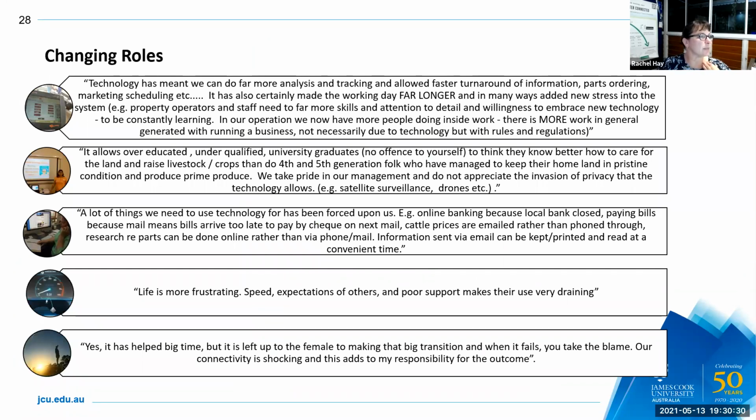So, changing roles. Technology means that we can do far more analysis and tracking and allows for faster turnaround of information and parts ordering, all sorts of things around systems and being able to have different types of operation in their daily business. The second one cracks me up every time: allows for overeducated, underqualified university graduates, no offence to yourself, to think they know better how to care for our land and raise livestock and crops than the fourth and fifth generation folk who keep their home and land in pristine condition and produce prime products. So she was really upset because at the time drones and things were new and they weren't being used as they are now, and so she was really upset that her privacy was being invaded.